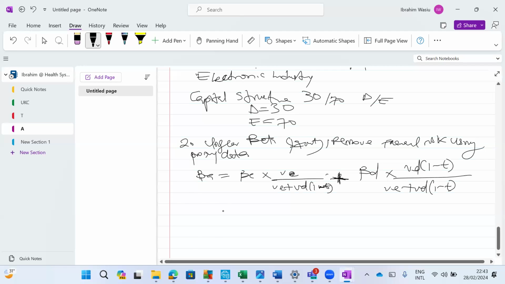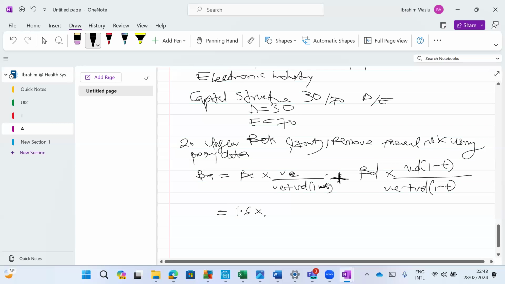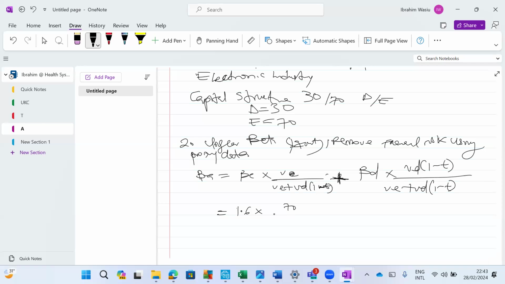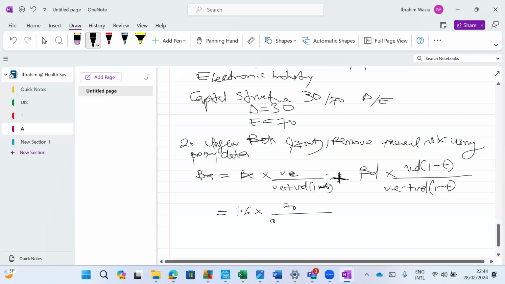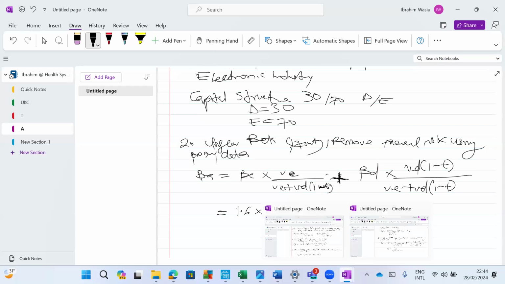Okay. So what's beta equity from the proxy company? It's 1.6. 1.6 times all of equity, that's 70, over 70 plus 30(1 minus 0.35), 0.35.